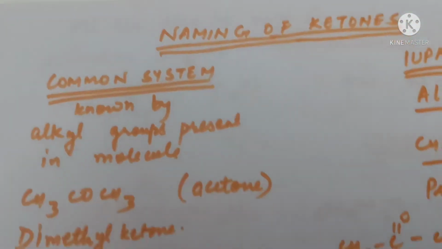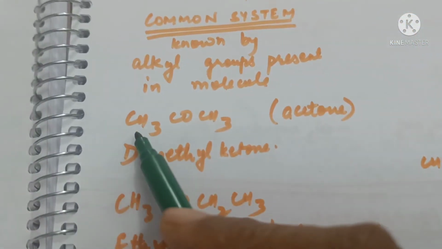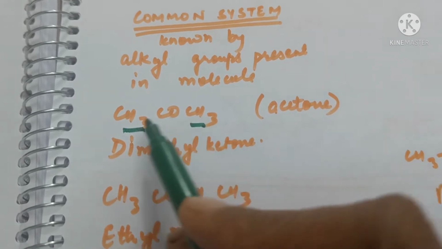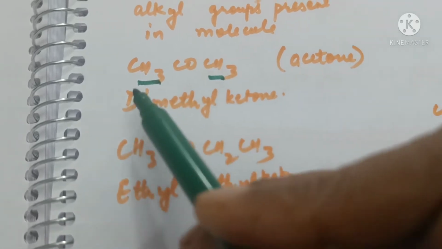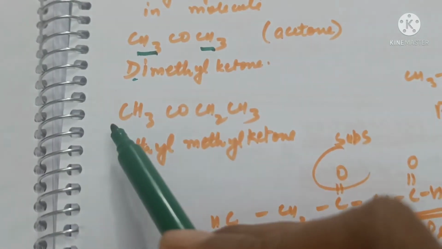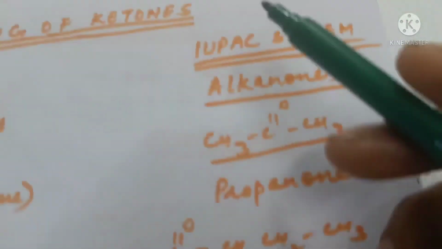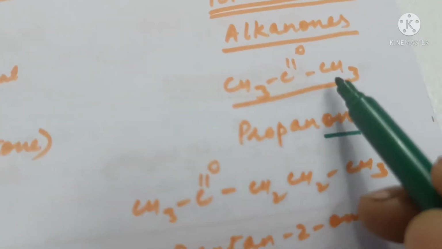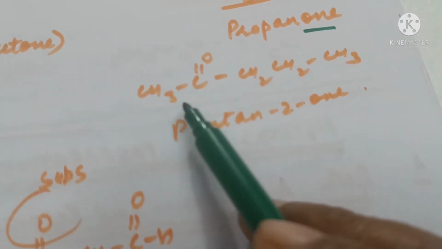Then we have naming of ketones. In the common system, we will name the two groups attached to the ketone group in alphabetical order and then use the suffix ketone. So this is dimethyl ketone, this is ethyl methyl ketone. E comes first. In the IUPAC system, we just take the whole carbon chain and name it. Suffix used is -one. So this is a 3 carbon compound. So propane to -one, propanone. And this will be pentane to -one.